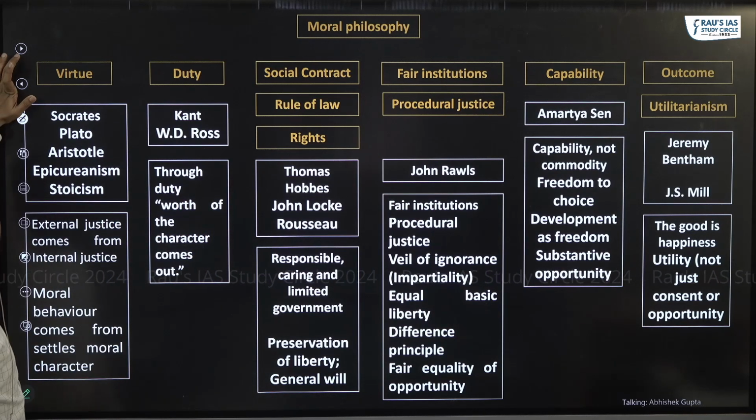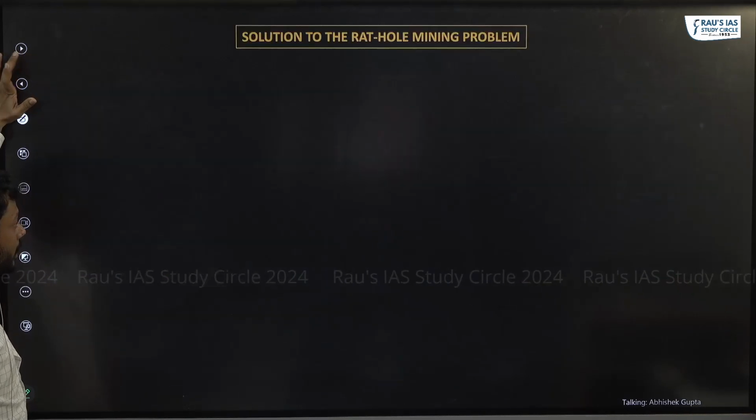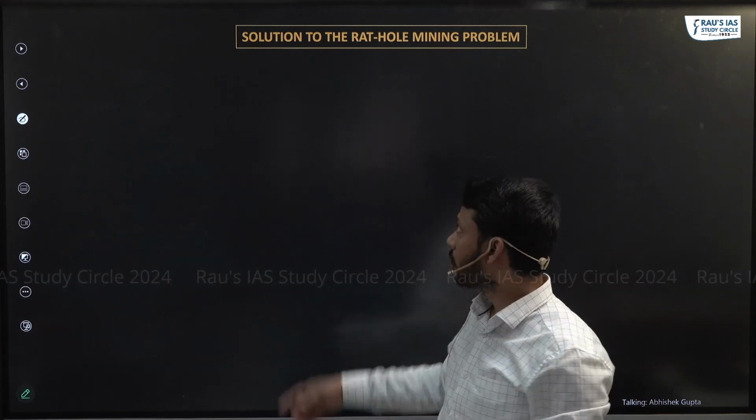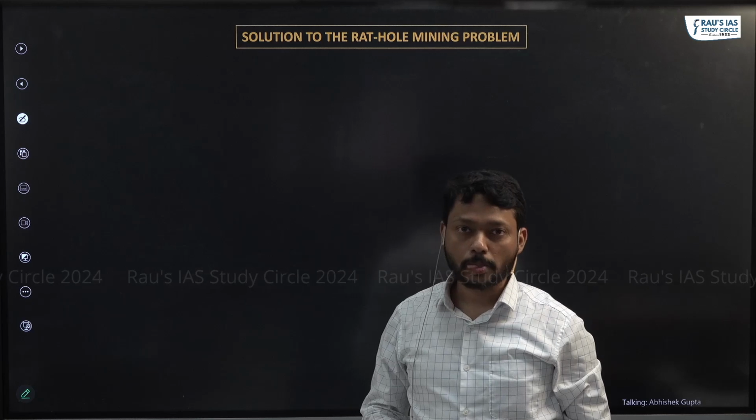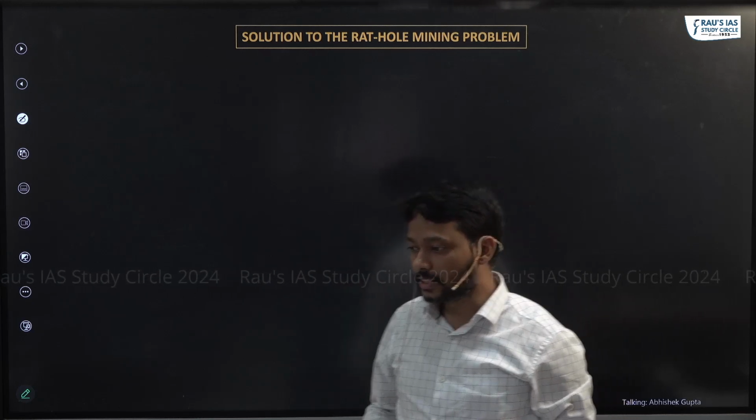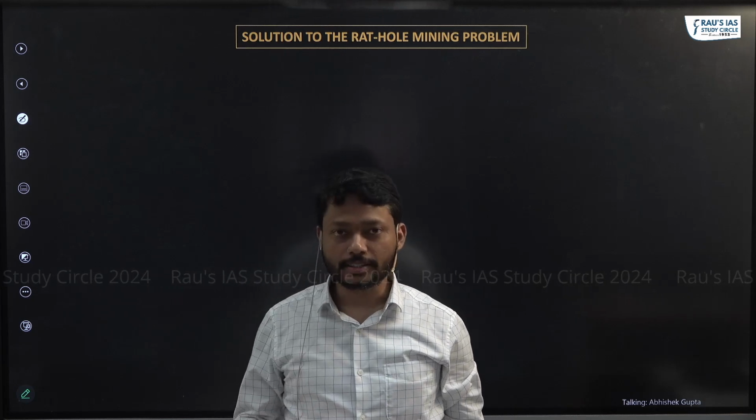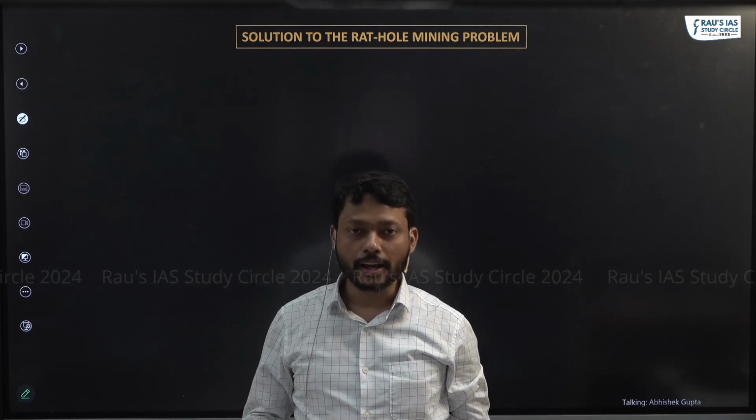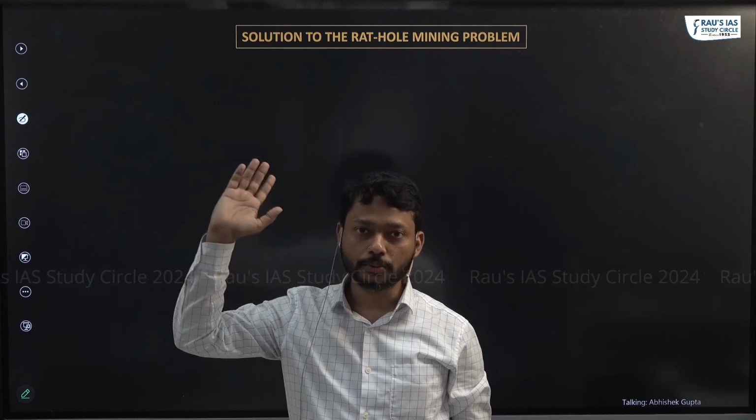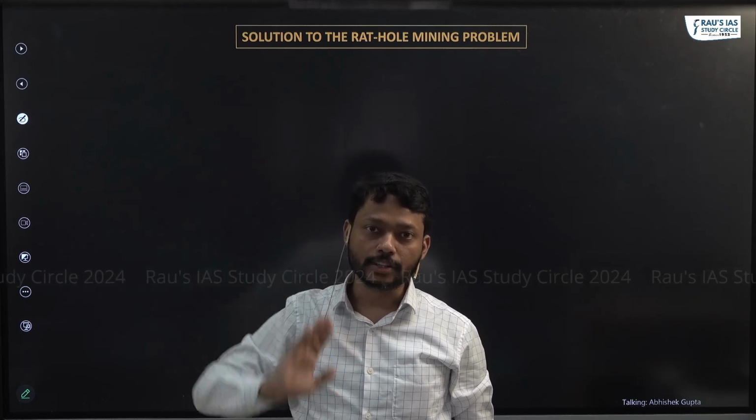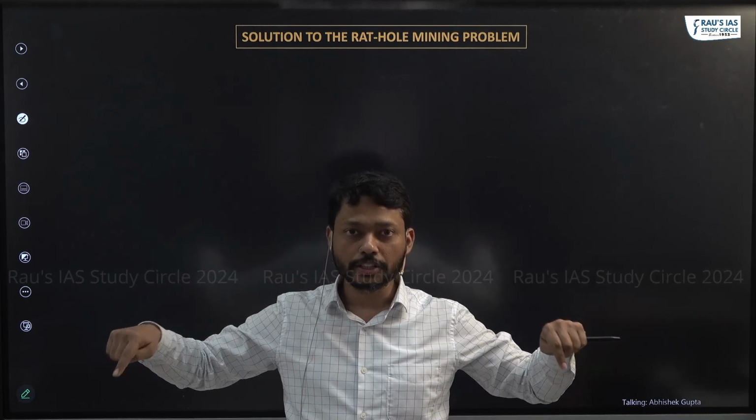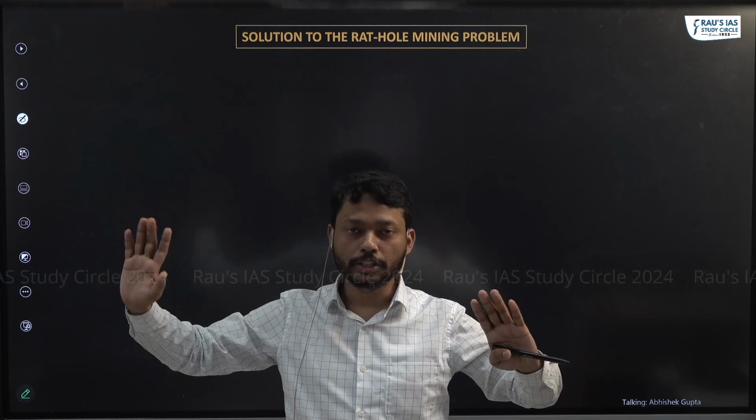So we have analyzed the problem in rat hole mining. Now we have to look at the solution. What could be the solution? In all case studies, you have to analyze the case and give the solution. Analyze, give the options, write their merits and demerits, write the ethical issues. They are all analysis. A solution is to choose the option. Solution is to give the course of action. Solution is to recommend policy.